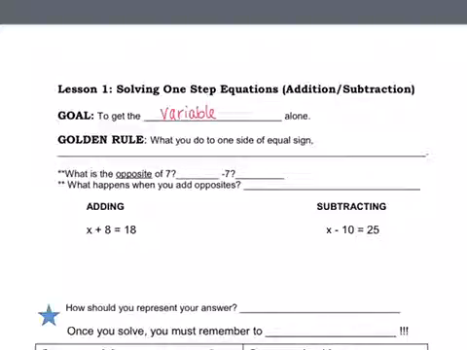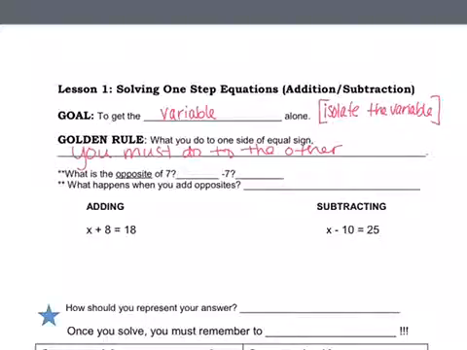In other words, you'll hear this a lot, isolate the variable. What that means is get it alone. So the golden rule is what you do to one side of the equal sign, you must do to the other.